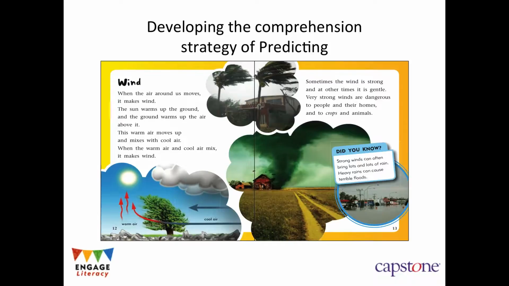Predicting when using non-fiction texts involves the child using their knowledge of text structures and features, what they have read so far, and their own experiences to help them anticipate what they will read. For example, using the Level 21 text Weather Watch, ask the child to predict how different weather can affect our lives.